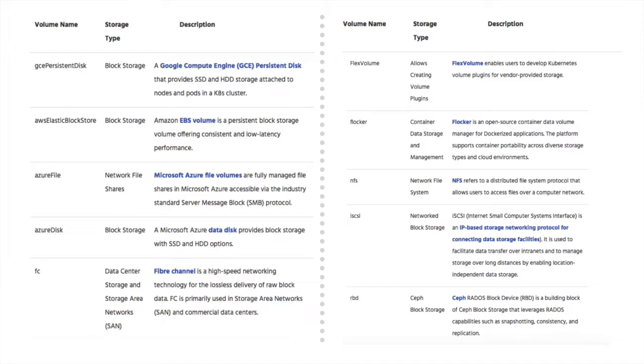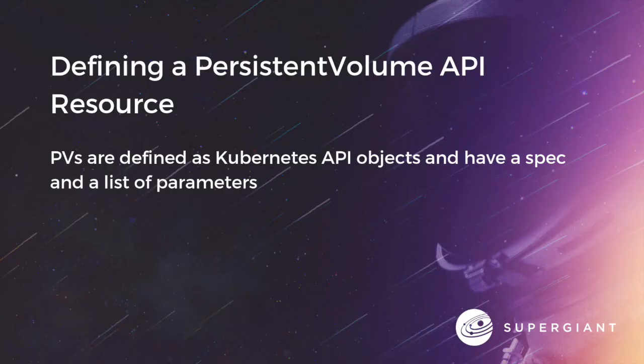For simplicity, we've put them into a table. You can take a closer look at this table by viewing our blog post, Persistent Storage with Persistent Volumes in Kubernetes, on supergiant.io. Now, let's discuss how PVs actually work. First, PVs are defined as Kubernetes API objects with a spec and a list of parameters.